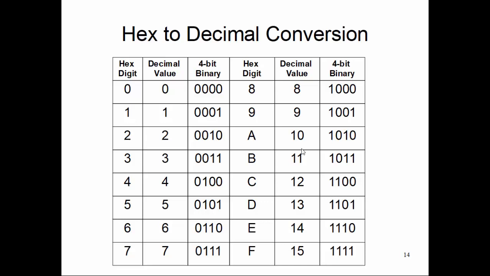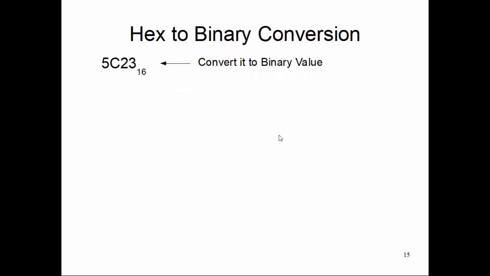All right, so how do we do it? Let's take this same example. So this is 5C23, right? And then how do we convert it to binary? What we do is take each of these hex digits and write its corresponding 4-bit binary pattern.